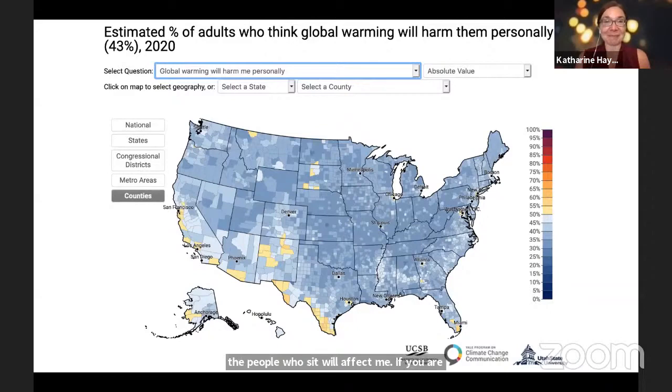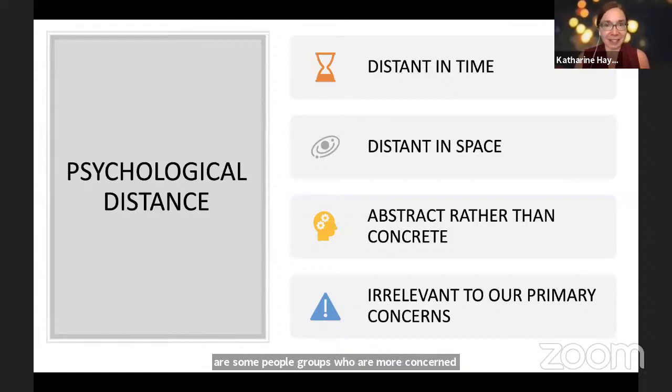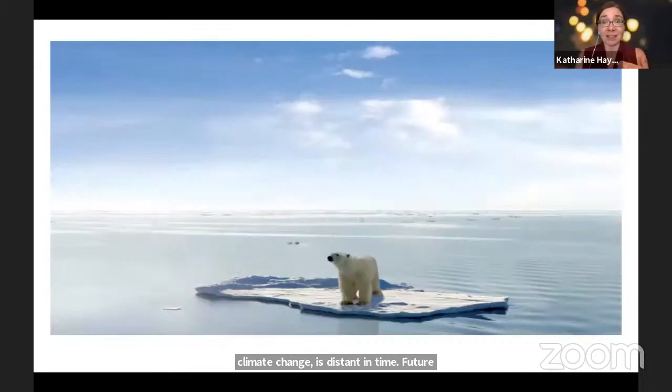What we're looking at is something that is known as psychological distance. The idea that a risk of anything, a risk of heart disease, a risk of not saving enough money for retirement, a risk of climate change, is distant in time, future generations, not now; distant in space, over there, not here; abstract, global average temperature instead of what's happening where I live; and irrelevant to things that I care about. Of course, all of these are false. Climate change is here, it is now, it is affecting us in very real ways, in ways that matter to all of us. It is not just about the polar bear, it is about us.